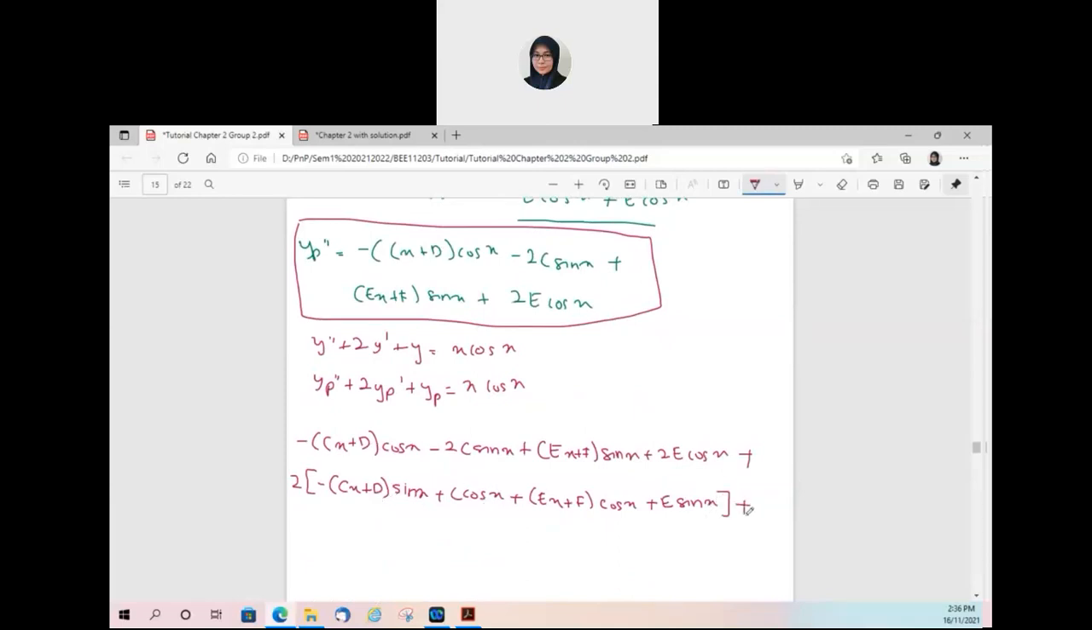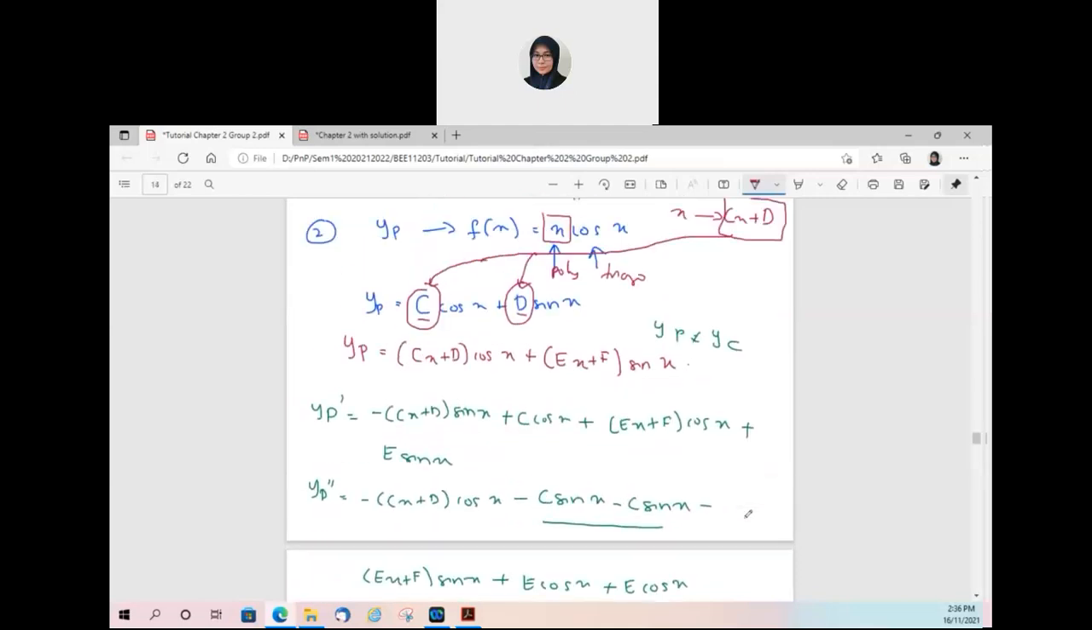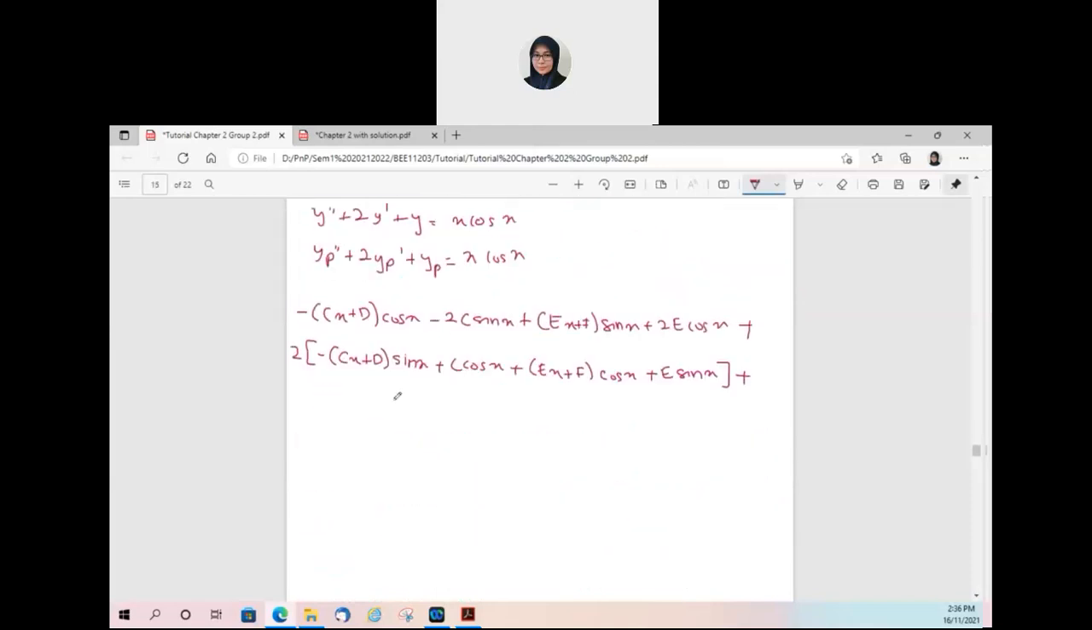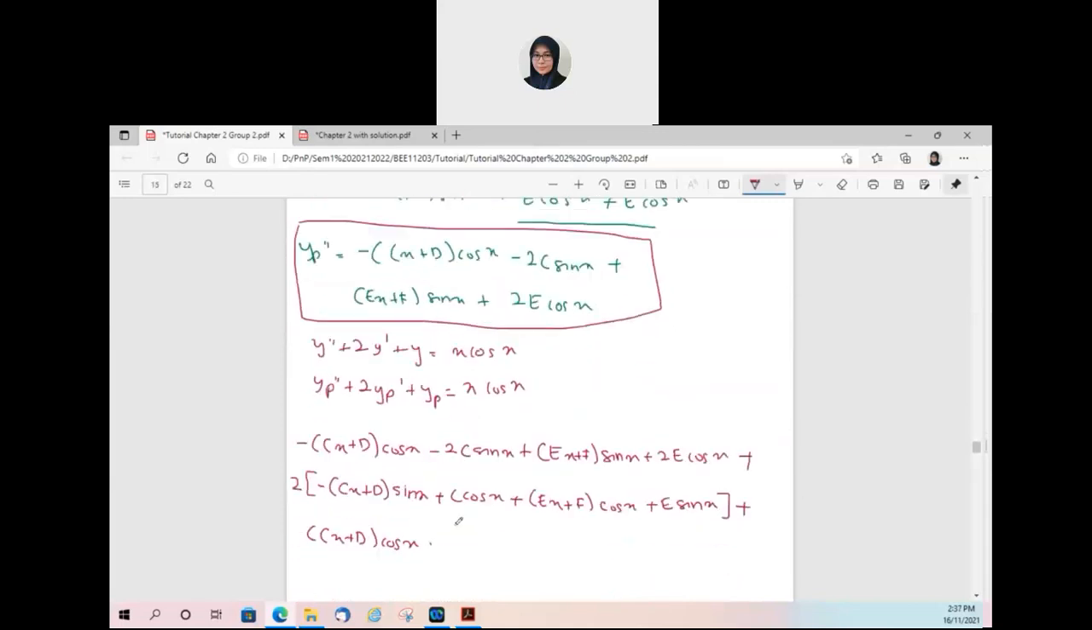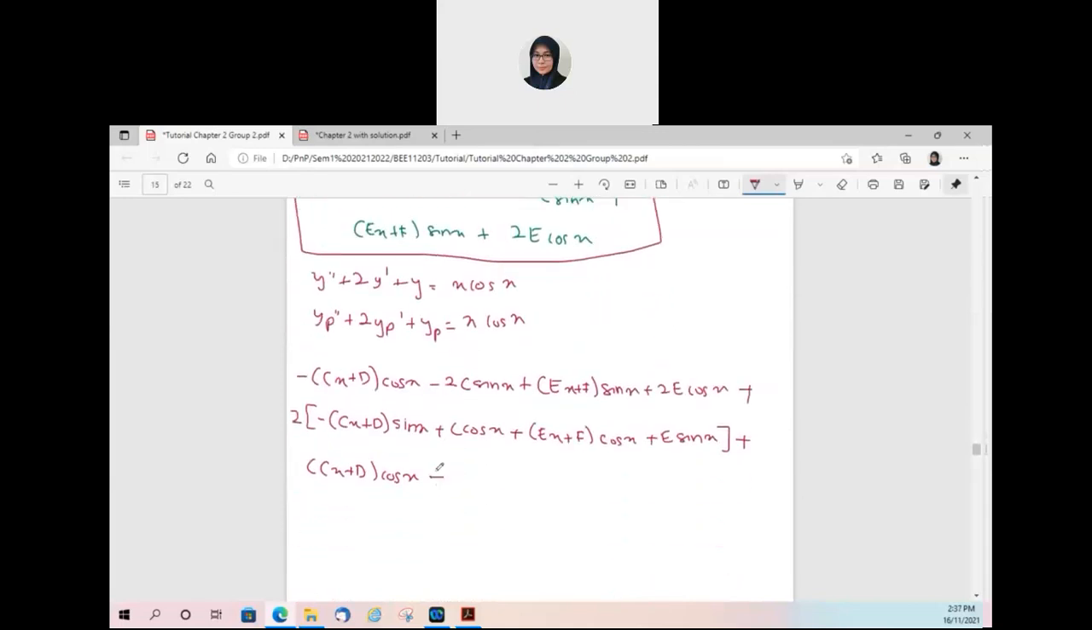And then plus yp. So this is our yp: (cx plus d) cos x, plus (ex plus f) sin x, equals x cos x.